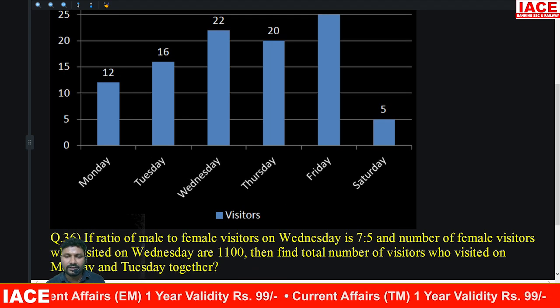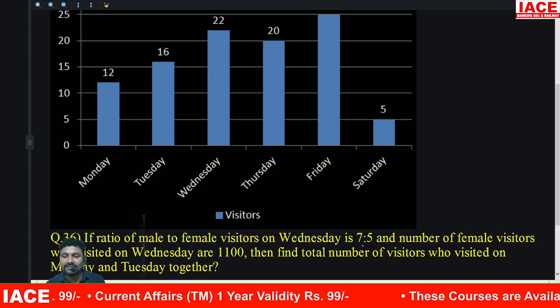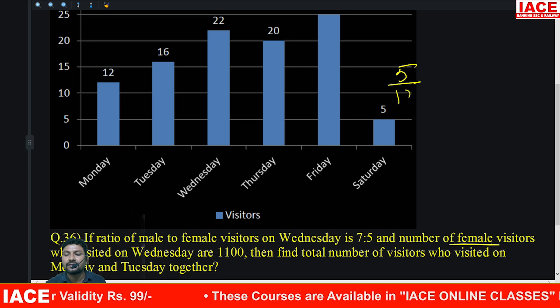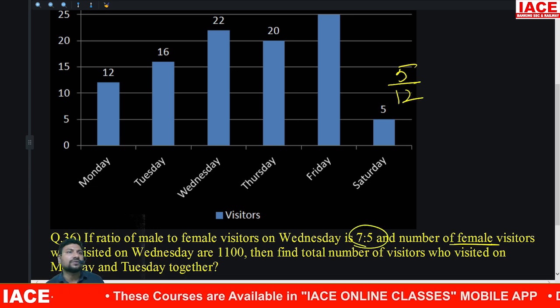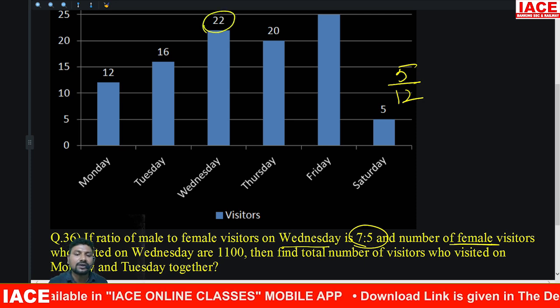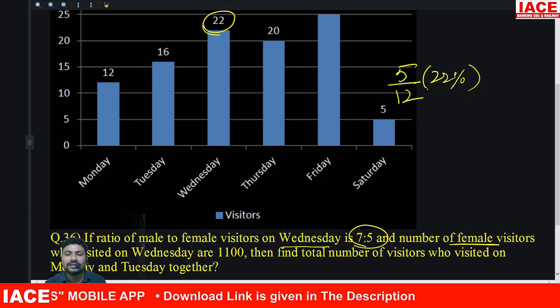Look at the question. The question was, if the ratio of male to female visitors is 7:5, they are asking for female. Female means how many parts? 5 by 12. Total parts is 12 parts. In this, 5 by 12. Particularly, they are asking for Wednesday. Wednesday is how many percentage? 22 percentage.